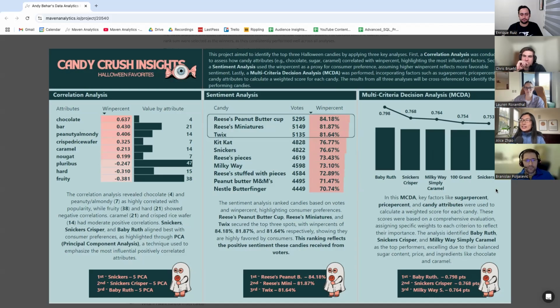And then finally, for this MCDA section, MCDA is basically applying weightings to attributes. So there are weights applied to the attributes of sugar percent, price percent, and the candy attributes, and then they're ranked in some way. And I would say this is a really cool way of doing this analysis, but because there's not much room on this page, there aren't many details as to what those weights were.